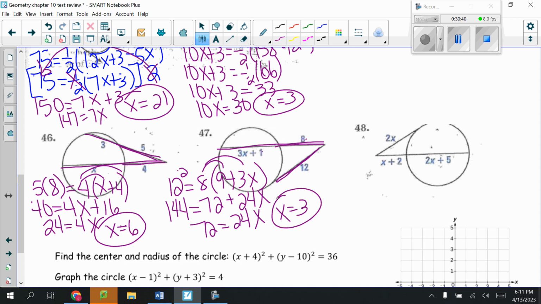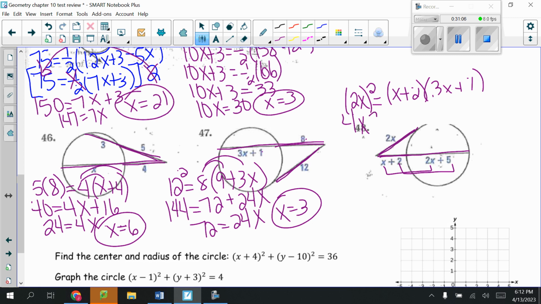Number 48 is another one just like that. So I take just the tangent, and I square that, but this time I have to square both of them. 2 and the x is equal to the outside part, x plus 2, times the whole thing. So x plus 2x gets me 3x. 2 plus 5 gives me plus 7. On this side, 2 squared is 4. X squared is x squared.